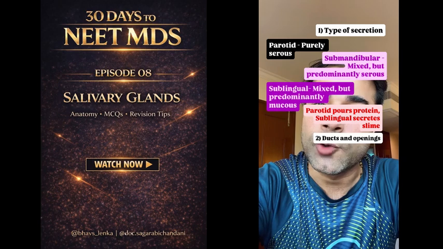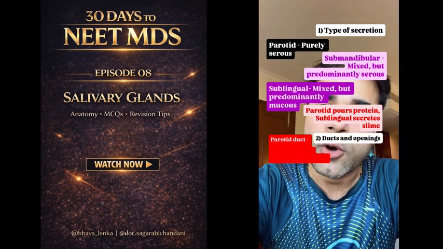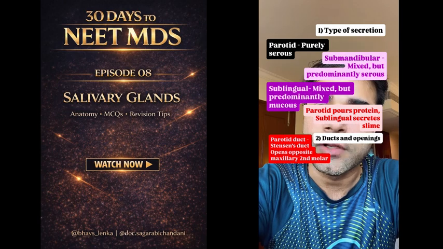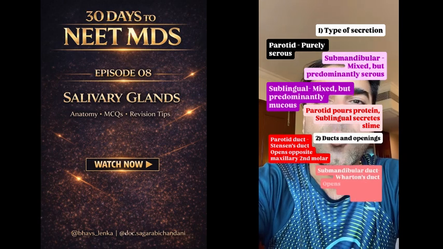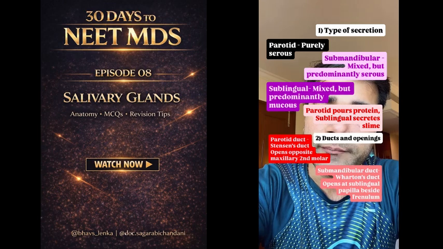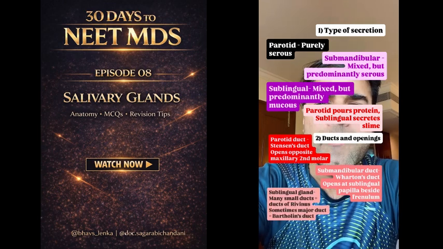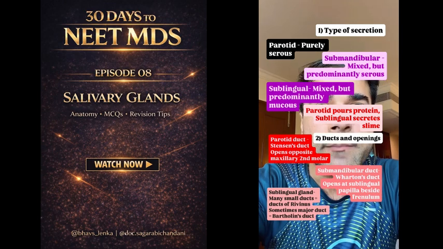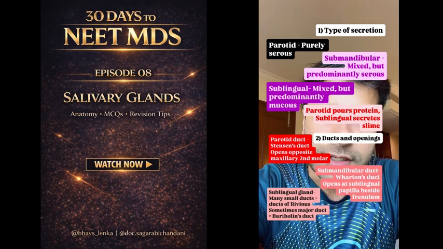Next, ducts and openings, the must-knows. Parotid duct, Stenson's duct, opens opposite the maxillary second molar. Submandibular duct, Wharton's duct, opens at the sublingual papilla beside the frenulum. Sublingual gland: many small ducts, the ducts of Rivinus, sometimes a major duct called Bartholin's duct.